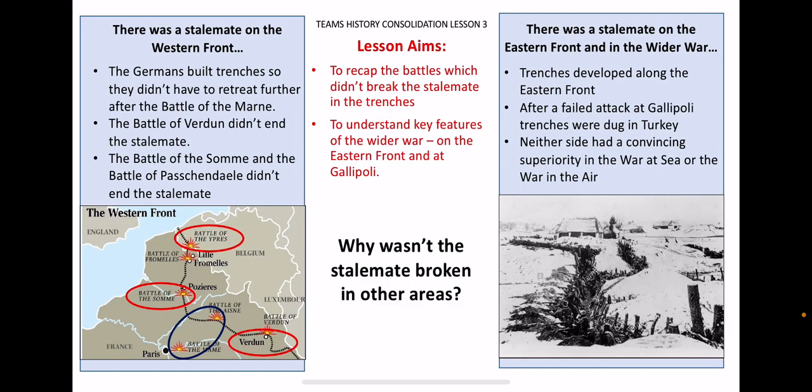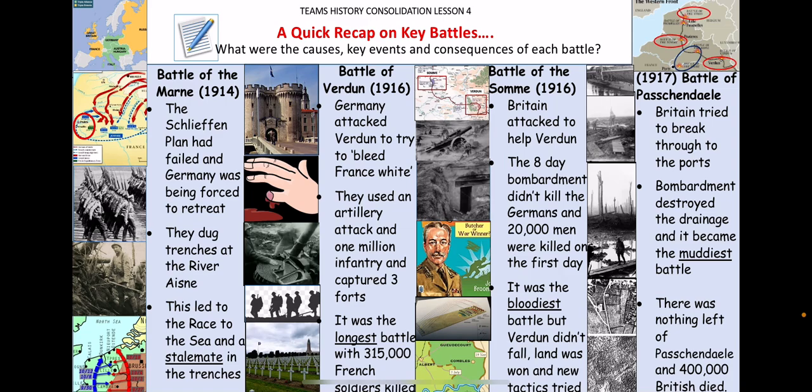So, there was a stalemate on the Western Front. We know this. The Germans built trenches so they didn't have to retreat further after the Battle of the Marne. The Battle of Verdun didn't end the stalemate, and the Battle of the Somme and the Battle of Passchendaele didn't end the stalemate. There was also a stalemate on the wider Eastern Front. Okay? Trenches developed along the Eastern Front. After a failed attack at Gallipoli, trenches were dug in Turkey. Neither side had a convincing superiority in the war at sea or the war in the air. So this information is what you're going to use to do the next task.